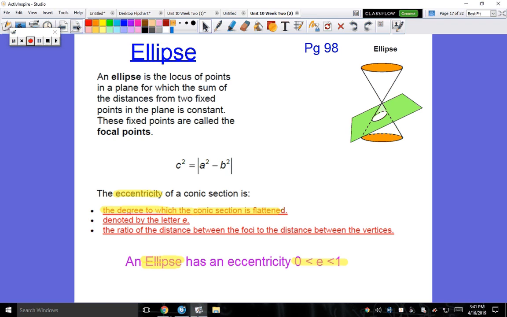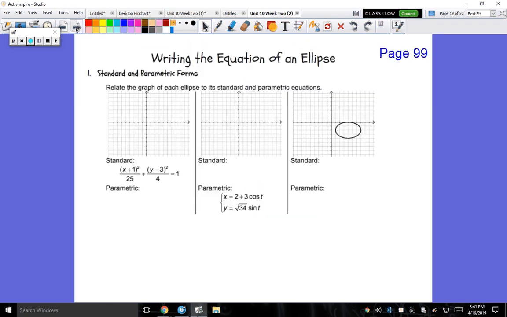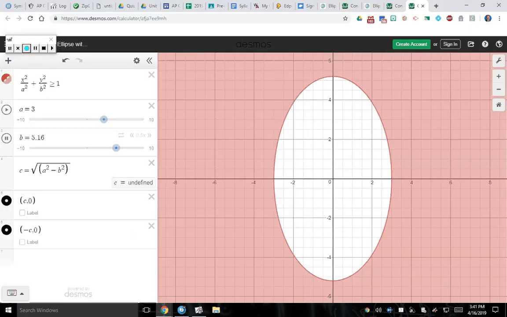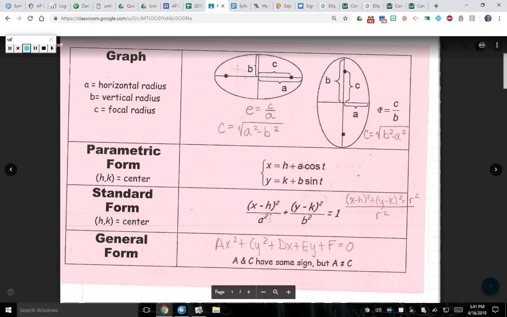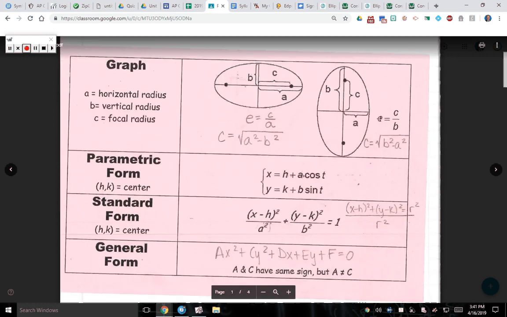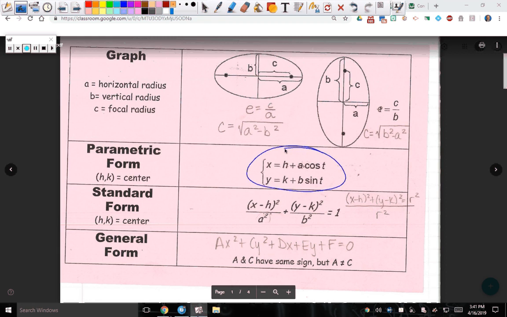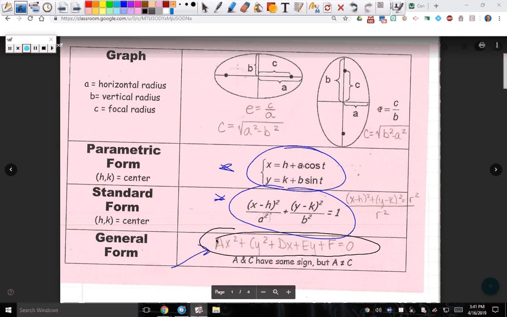Now let's look at the forms. So equation-wise, if you look at the form of what ellipses could look like in different forms: standard form, parametric form, and so on and so forth. This right here is your parametric, and this right here is your standard. These are the two main ones, but of course we will need to know the general form as well. You took a quiz today, and I gave you a lot of stuff in general form. We completed the square, and we were able to get it to this form here.